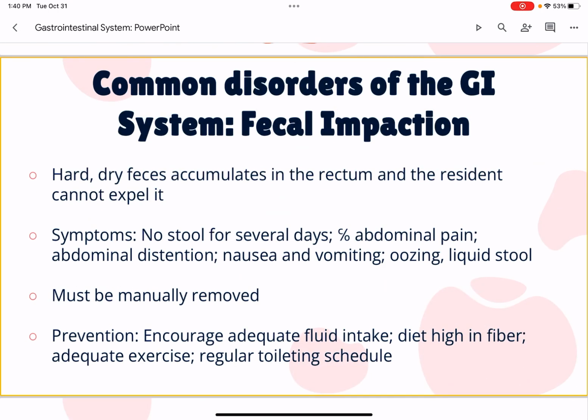Fecal impaction occurs when hard, dry feces accumulates in the rectum and the resident cannot expel it. Symptoms include no stool for several days, complaints of abdominal pain, abdominal distension, nausea, vomiting, and then oozing liquid stool. The fecal impaction must be manually removed. Prevention includes encouraging adequate fluid intake, a diet high in fiber, adequate exercise, and regular toileting schedule.